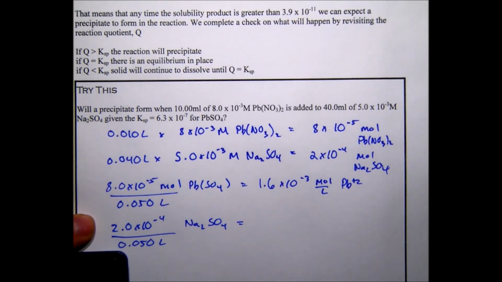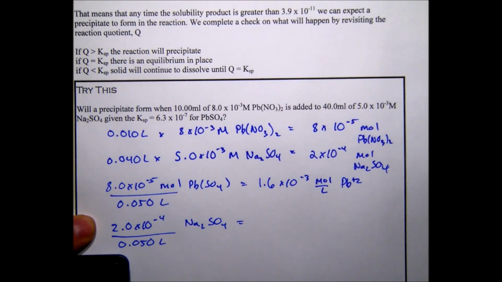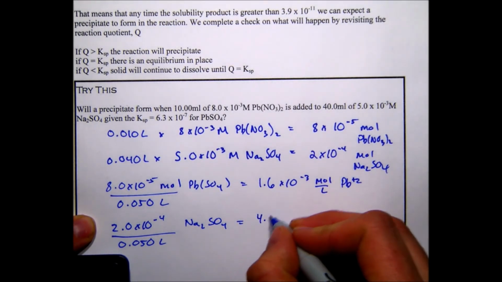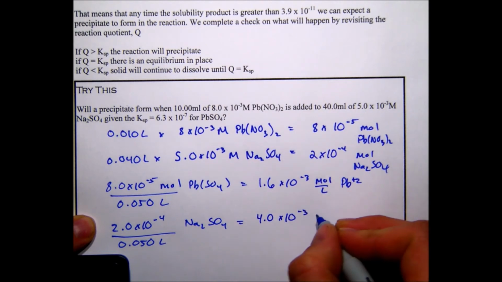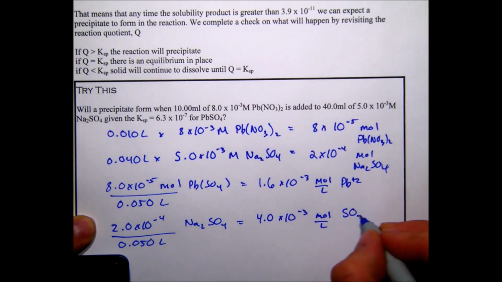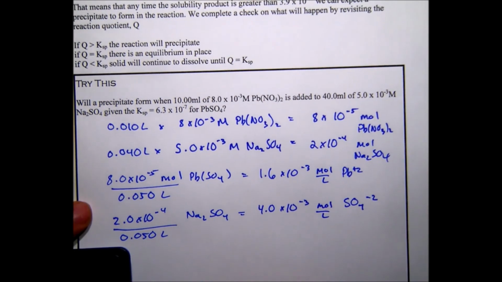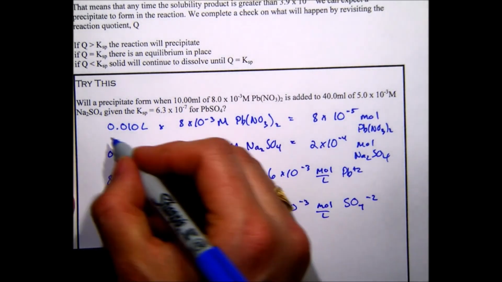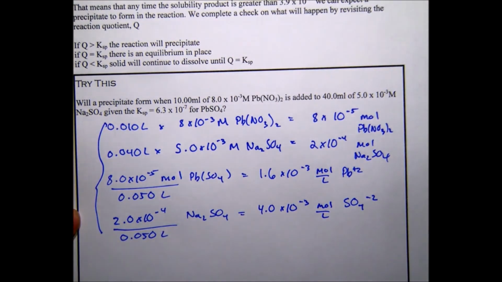So now we have sodium sulfate to figure out. That's 4.0 times 10 to the negative 3 moles per liter. And we're interested in the sulfate here. So now I have the new concentration. So this is basically what I refer to as a dilution effect.